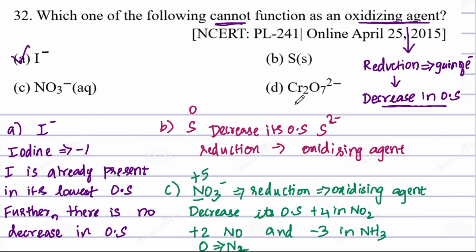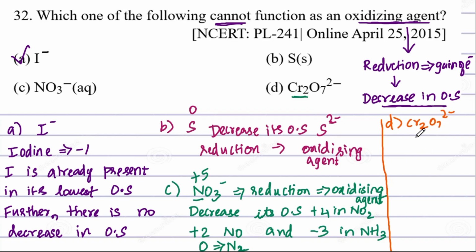Now, let us see the last option, Cr2O7 2-. So, we will find the oxidation state of chromium first. So, in option D, Cr2O7 2-, 2x minus 14 because 7 oxygen atoms are there. So, -2 into 7 is -14 equal to -2. 2x is equal to +12. So, the value of x is +6. So, chromium is present in +6 oxidation state.